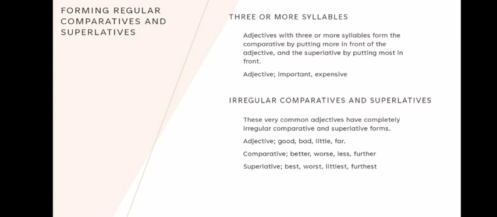These very common adjectives have completely irregular comparative and superlative forms. For the adjectives good, bad, little, and poor, the comparatives are better, worse, less, and further. And for the superlatives: best, worst, least, and furthest.